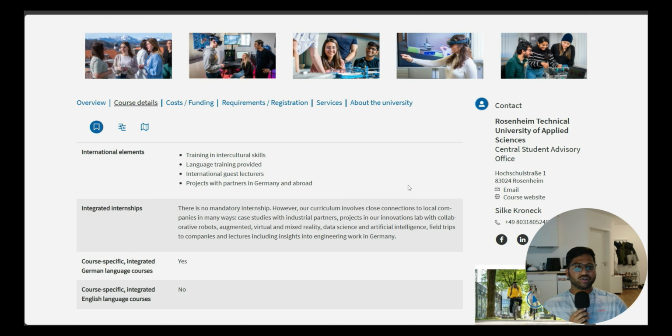In course details, the international elements are training in intercultural skills, and language training provided, where you will also get language training for German, because learning German is a very key point after you go into the market to find a job, because otherwise it will be very difficult for you usually if you don't have German language skills.